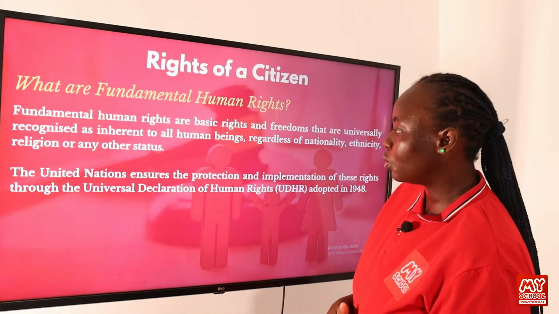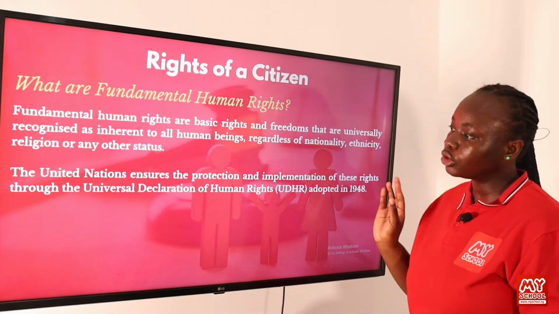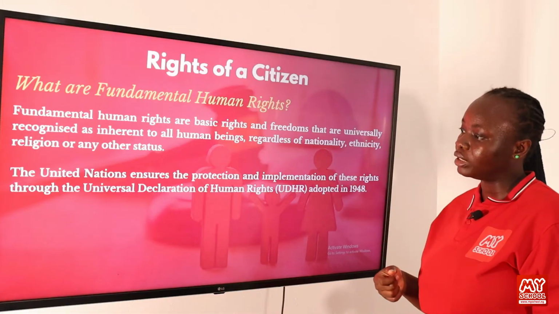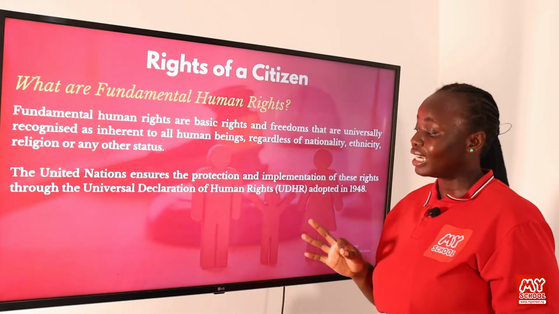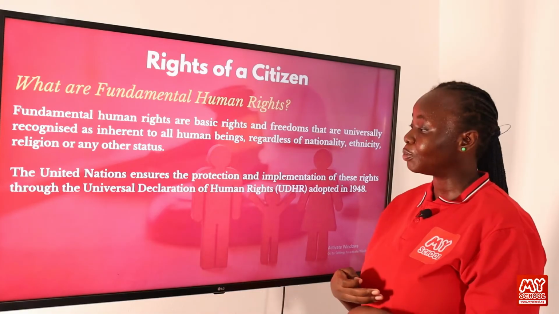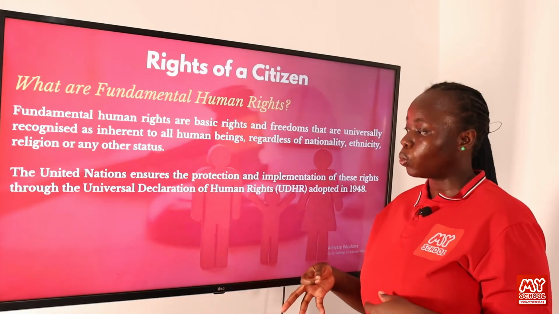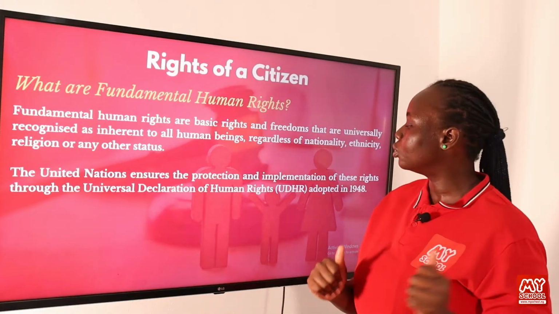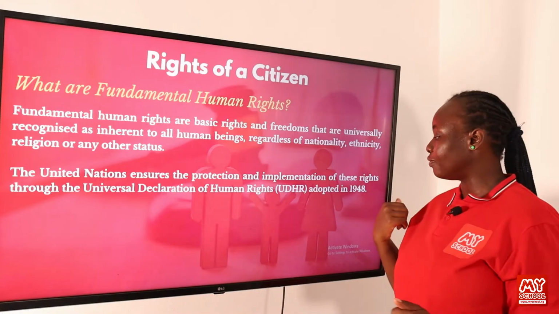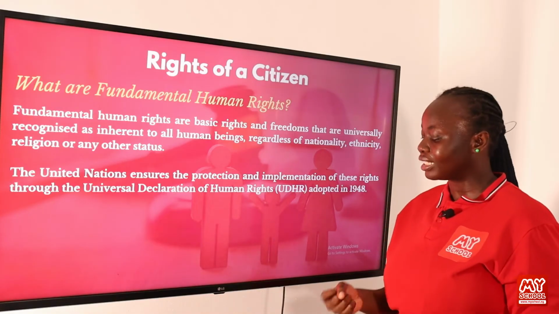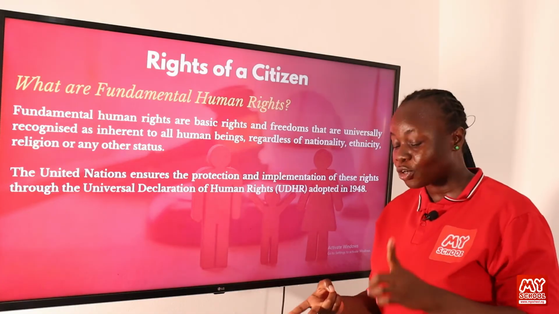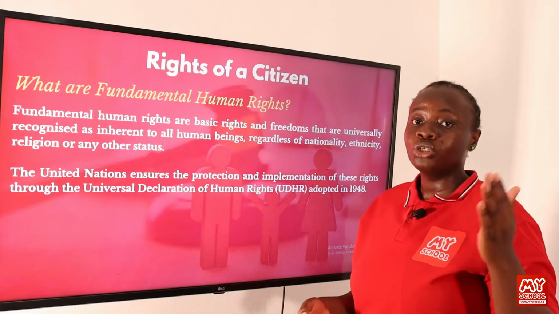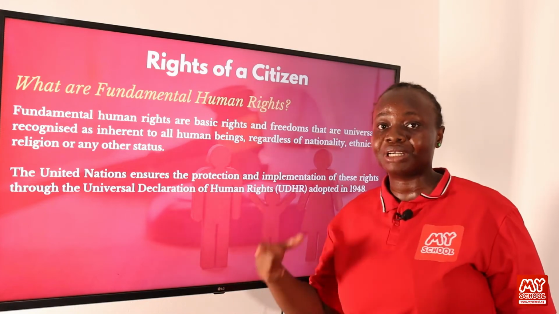The United Nations ensures the protection and implementation of these rights through the Universal Declaration of Human Rights, or the UDHR, which was adopted in 1948. So the Universal Declaration of Human Rights is a convention. It is a treaty that has been signed by so many nations of the world to ensure that the basic rights of individuals are protected no matter where they are in the world. So it was adopted in 1948 after the Second World War to ensure that different rights such as the right to life and freedom from torture and slavery, and the rest of them, are protected, so that no matter where you are in the world, you are protected by this convention, by this treaty.